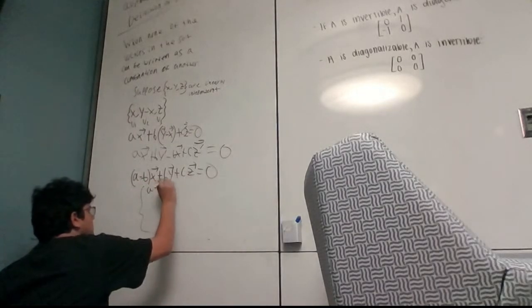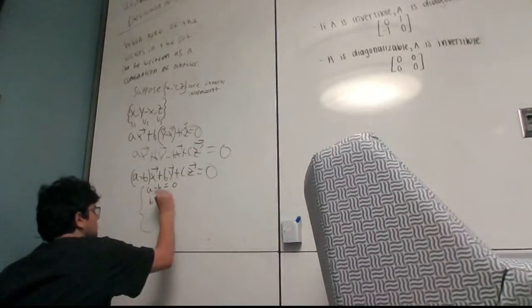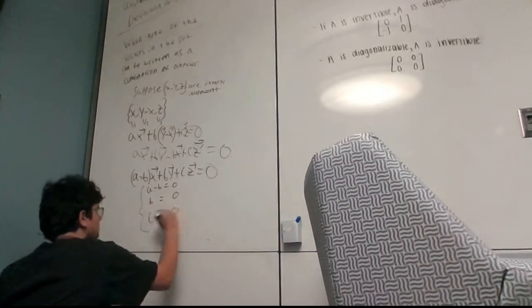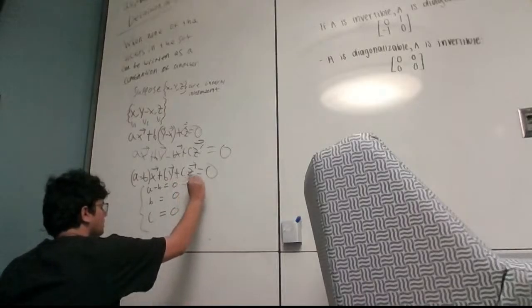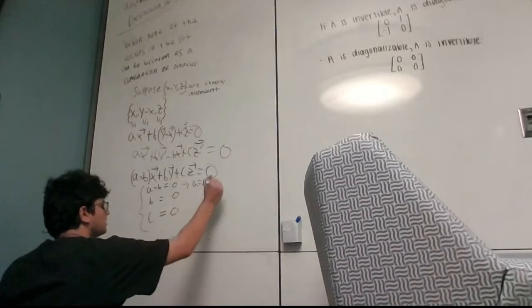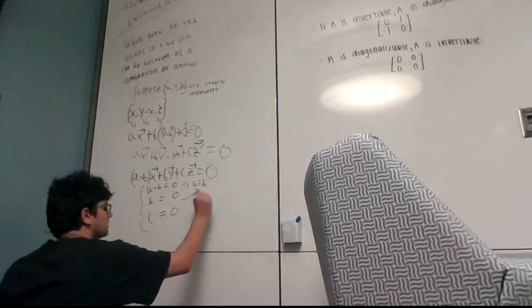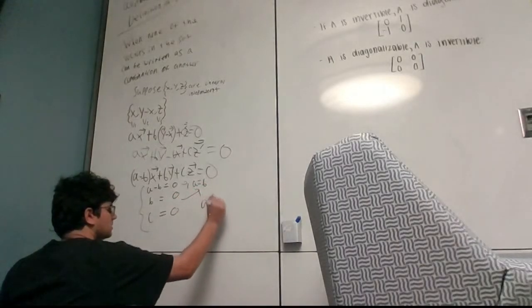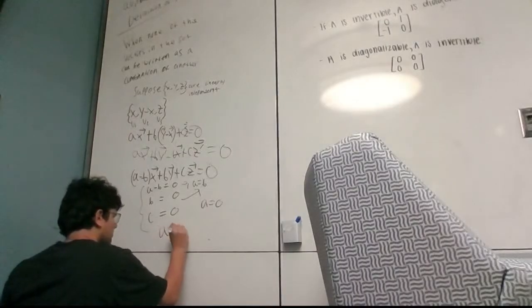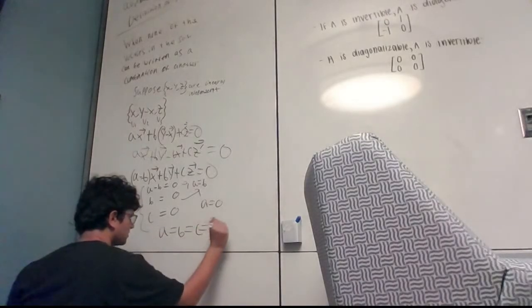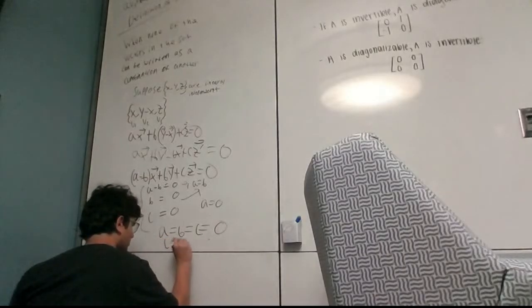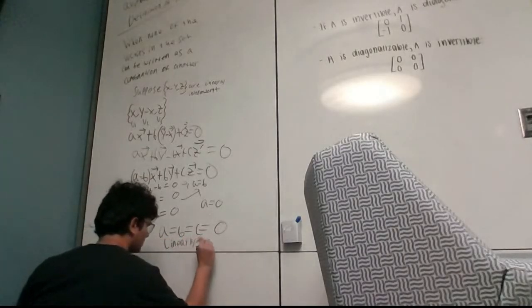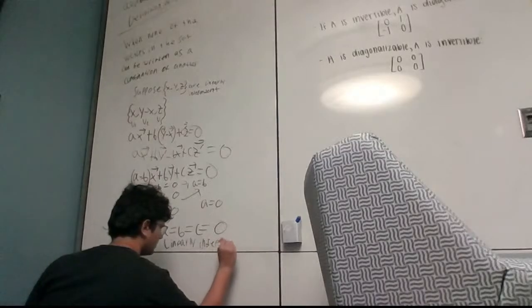A minus B equals 0, B equals 0, C equals 0. That becomes A equals B. Linearly independent? No, because we know B equals 0, so we plug that in. And that becomes A equals 0. So that means A equals B equals C equals 0. And that's linearly independent. Now, is that how they did that in the book?